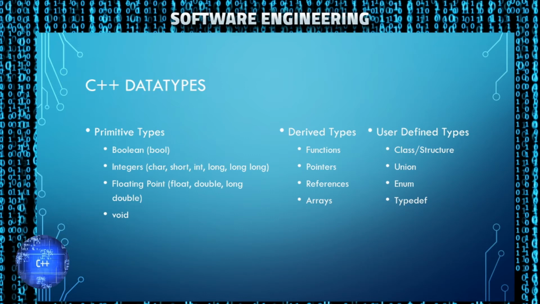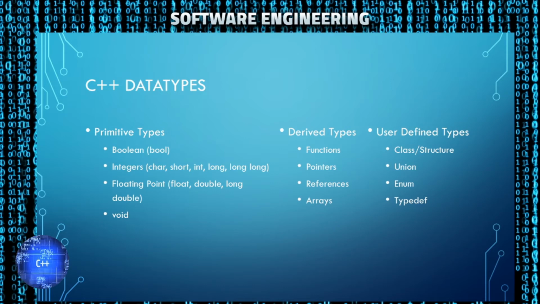So next we have derived types. These are types that the language supports baseline, but they're not actually user-defined. These are things like functions, pointers, references, and arrays. Functions perform operations. You can also create pointers to functions and pass them as parameters to other functions, which is something we will see much later on when we get to algorithms.